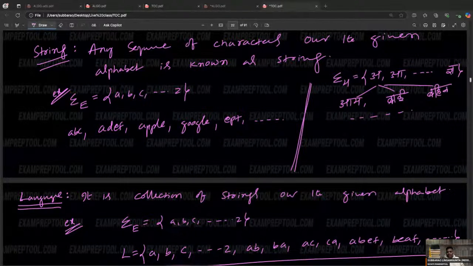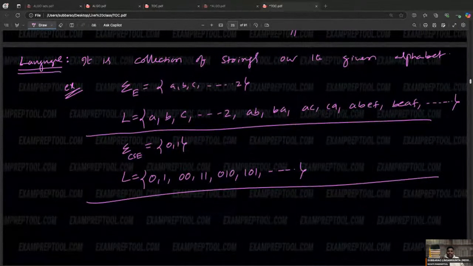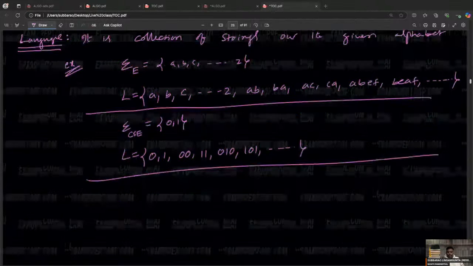Sigma is equal to this one, right? A B C D E F, something like that. Hindi also has some strings. Next one: a language is a collection of strings over the given alphabet. I have written that also. Okay, perfect.